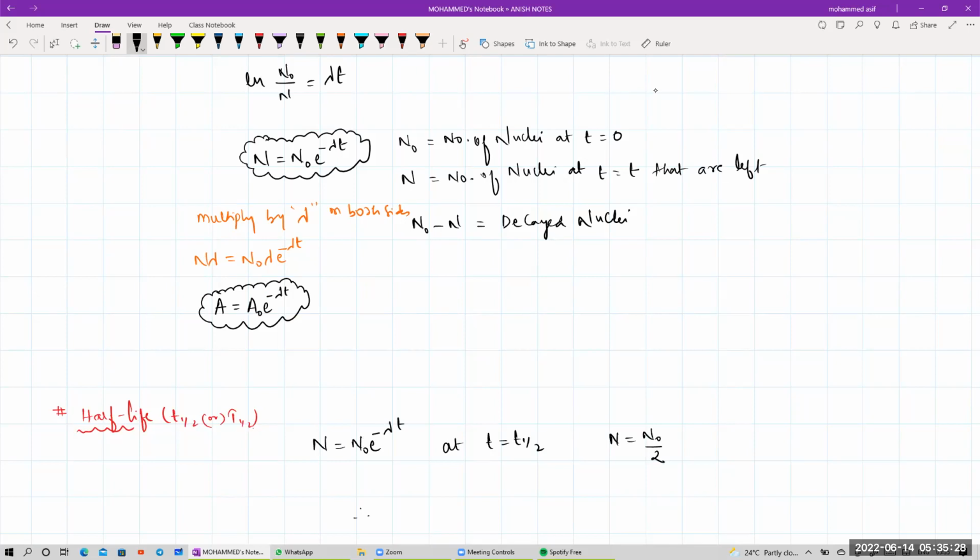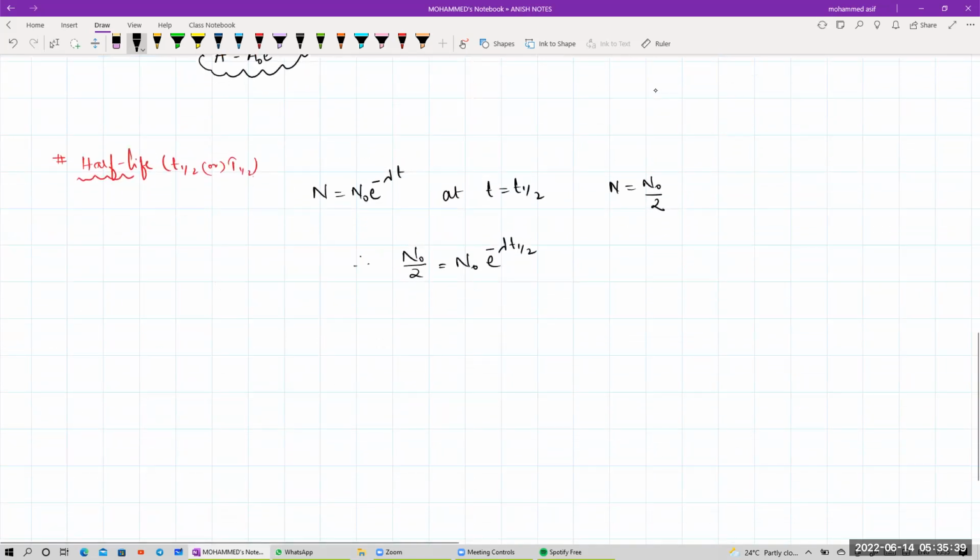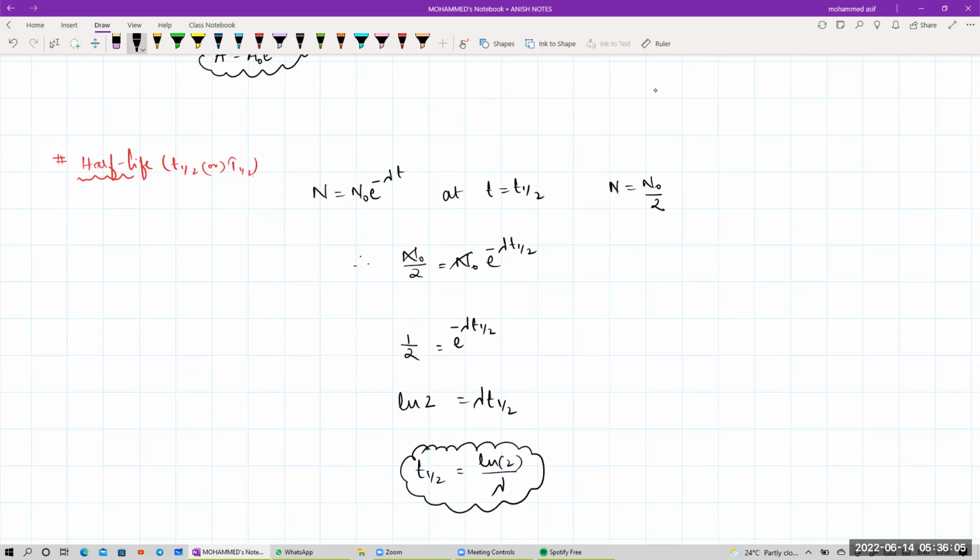So therefore I can write N naught divided by 2 is equal to N naught exponential to the power of minus lambda into time, which is T half. So this N naught will get cancelled. So this will be 1 by 2 is equal to exponential to the power of minus lambda into T half. So I can remove the exponential, and this will become ln 2 is equal to lambda T half. So T half formula is how much, beta? T half is equal to ln 2 divided by lambda.